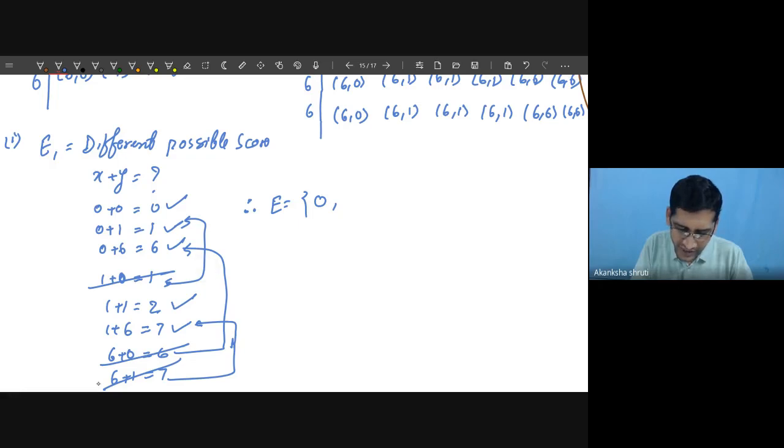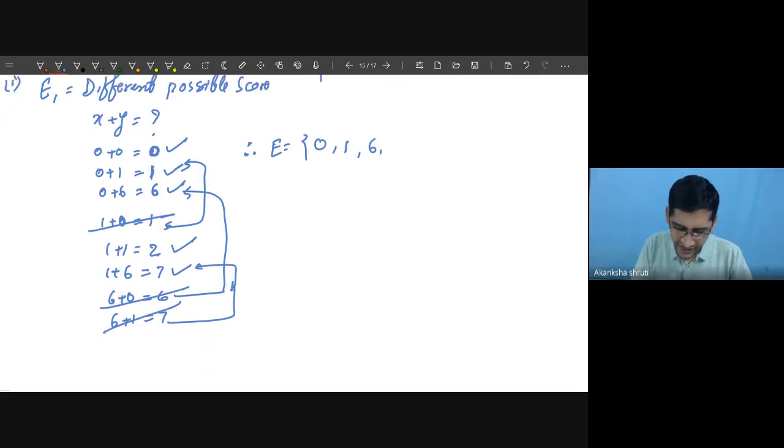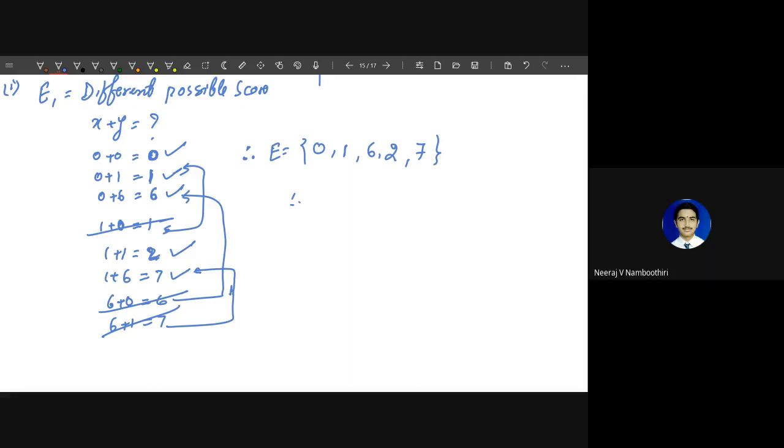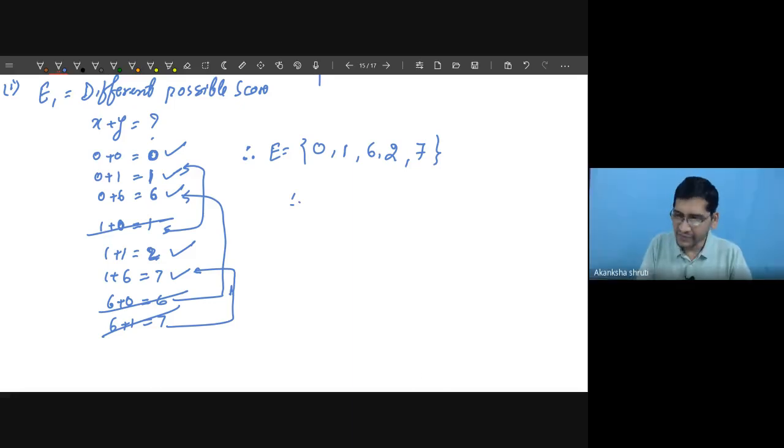Okay, student, this 0 we are writing. It can be 1. This one we are writing, which is highlighted. It can be 6. It can be 2. This 2. Okay. It can be 7. It is this. Okay. Sir, it can be 12 also. Yes, it can be. Surely.